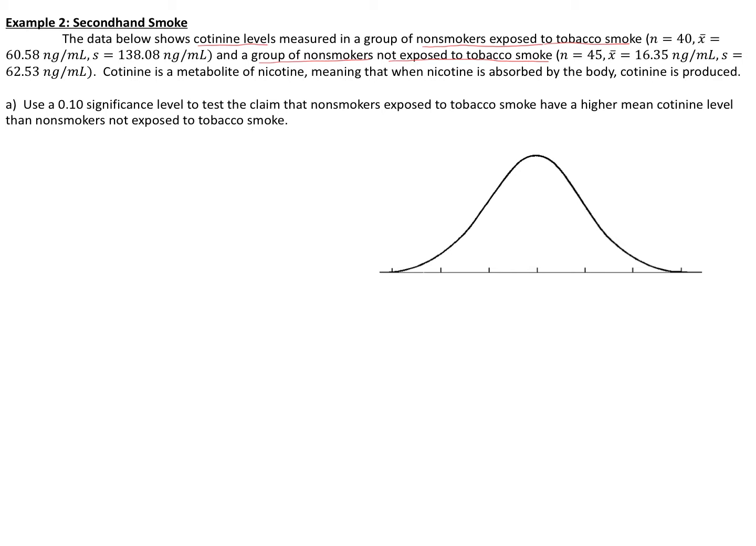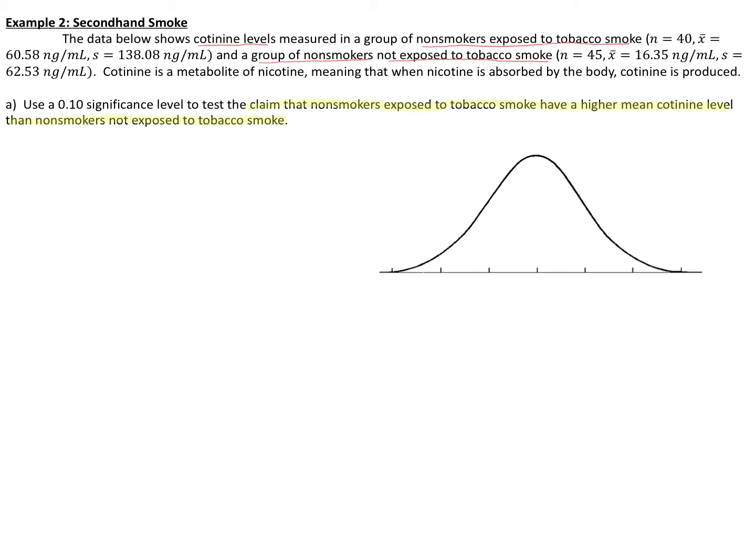In this video, we're going to use a 10% significance level to test the claim. Let me go ahead and highlight that original claim: non-smokers exposed to tobacco smoke have a higher mean cotinine level than the non-smokers not exposed to tobacco smoke. So we'll do a hypothesis test in this video, and then in the next video, we'll test the claim again by building a confidence interval.